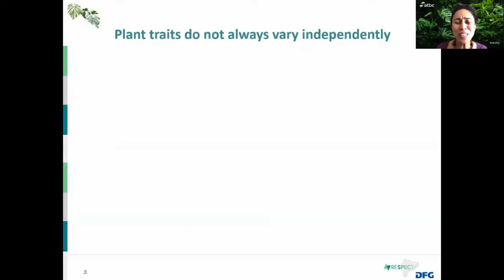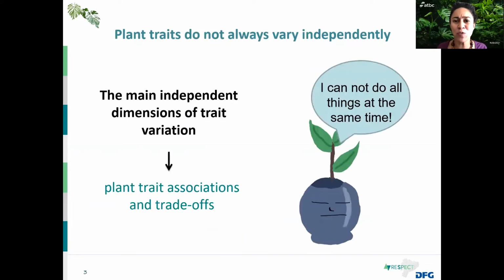So, plants exhibit a diverse set of traits that don't always vary independently. For that reason, identifying the main independent dimensions of tree variation may allow us to understand the extent to which plant traits are related and also the trade-off behind those associations.